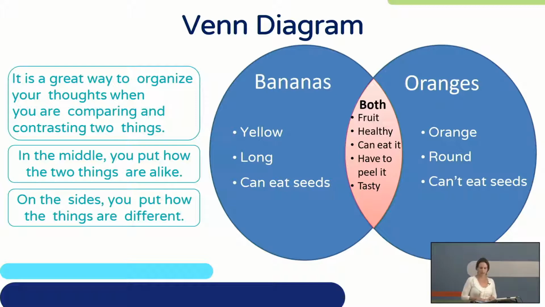Now let's go to the right, the circle on the right where it says oranges. We wrote that oranges are orange, they are round, and you can eat the seeds. Now what I wrote here is only true for oranges. And if you notice in the middle where it says both, I wrote that they are both fruit, they are both healthy, you can eat them both, you have to peel them, and they're both tasty.